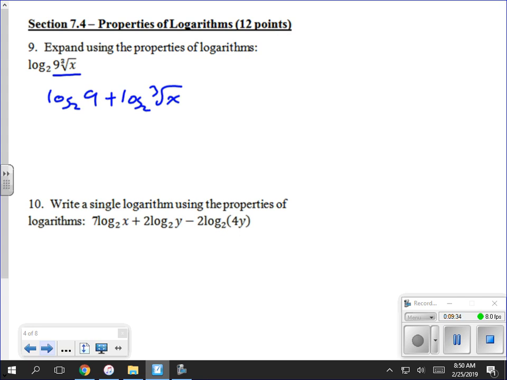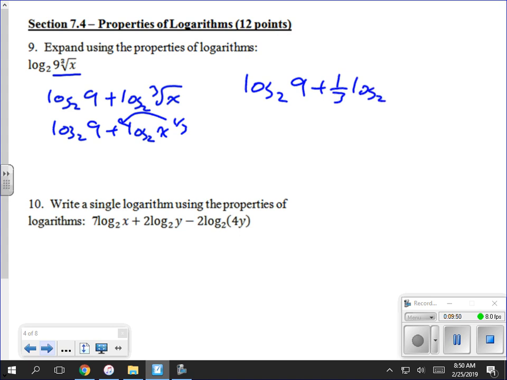So what I need to do is rewrite this as a power. Log base 2 of 9 plus log base 2 of x to the 1/3, and then bring the power down out in front. So I get log base 2 of 9 plus 1/3 log base 2 of x, and that's my final answer. Should be no exponents, no roots, and split up as much as possible. Okay, that's the rules.